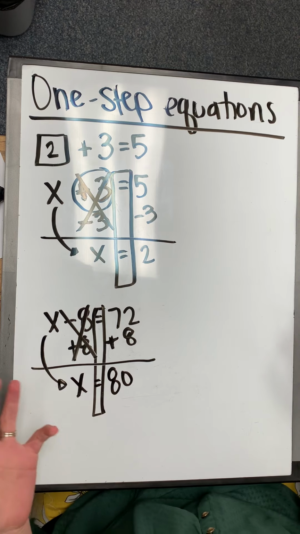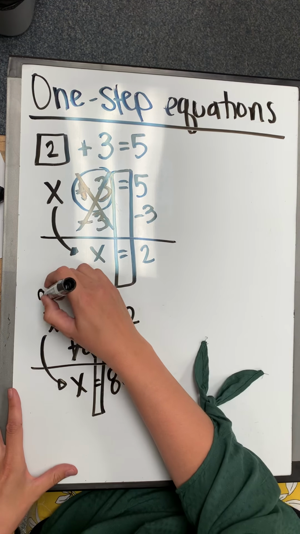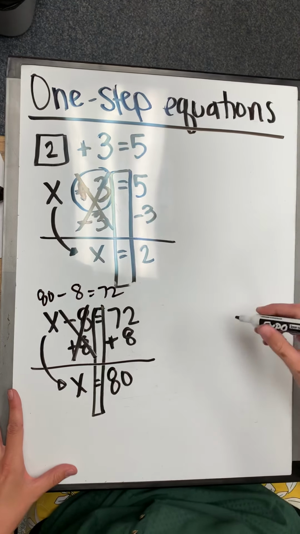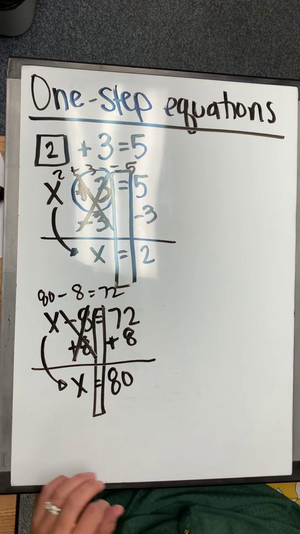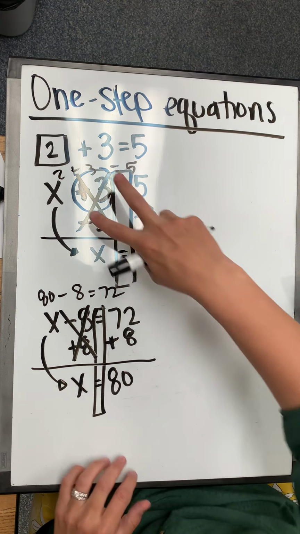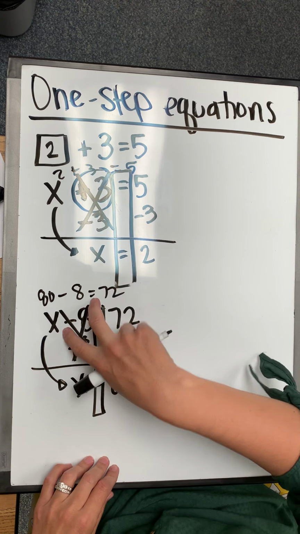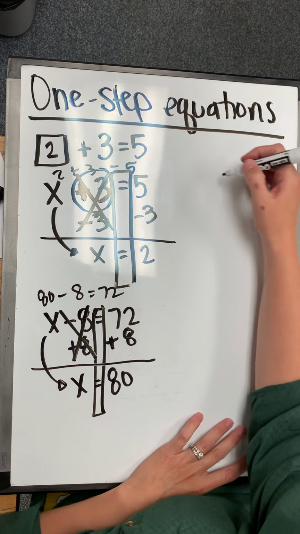And something that you guys can do, I don't think you ever will, you can even check it. 80 minus 8 does equal 72. Just like we checked this one up here. 2 plus 3 does equal 5. So this is the idea of adding, right? And we subtract to get rid of it. This is subtraction and we add to get rid of it. You can do the same thing with multiplying and dividing.